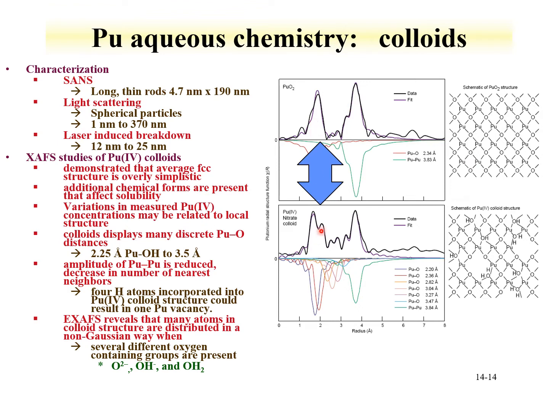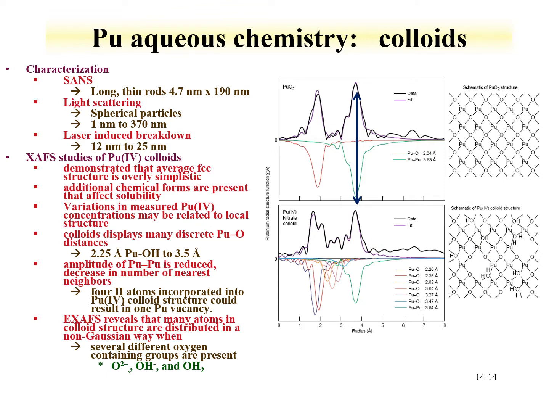And then if we look at the plutonium colloid structure, we see that there's a number of peaks between the plutonium-oxygen and plutonium-plutonium bond distances that are measured by XAFS. In the colloid system, these additional peaks are indicative of added plutonium-oxygen bond distances. What we do see is similar is the plutonium-plutonium bond distance from both these data being around 3.83 angstroms for the plutonium dioxide and 3.84 angstroms for the plutonium colloid structure.